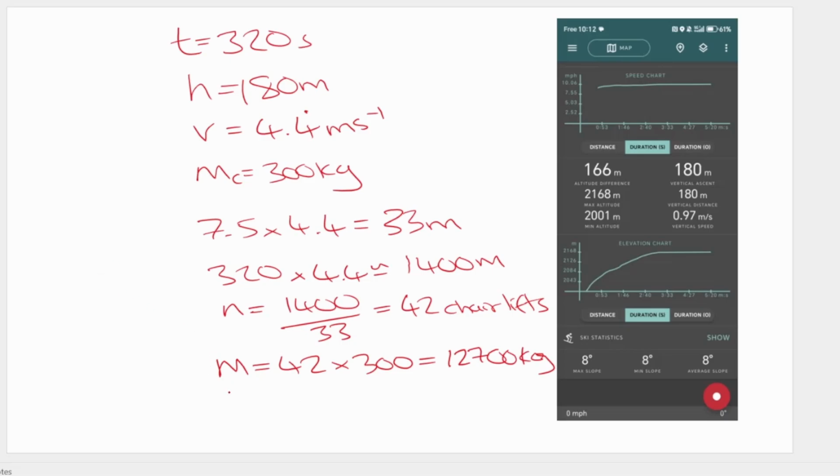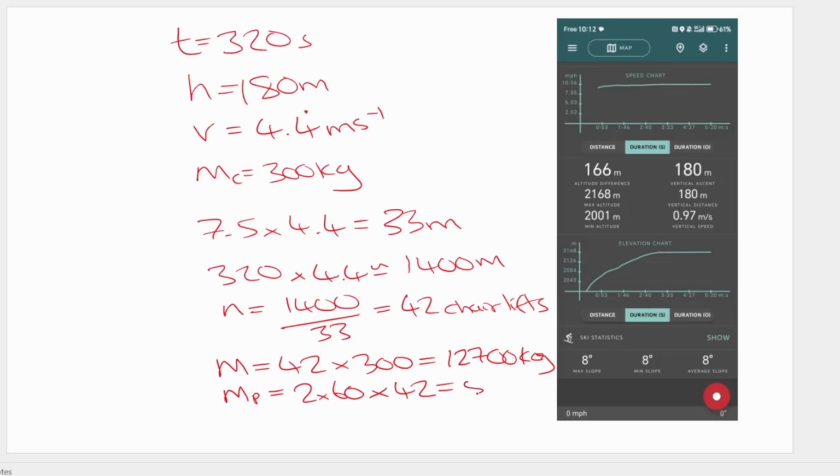We've also got to make an estimate of the mass of the people, which we're going to call MP. On this particular day, it was quite quiet. I noted there were about 2 people per chairlift, so they certainly weren't full. If we say each person's about 60 kilograms, each chairlift is about 2 times 60, and there are 42 of them. So 2 times 60 times 42 gets us to about 5,000 kilograms.